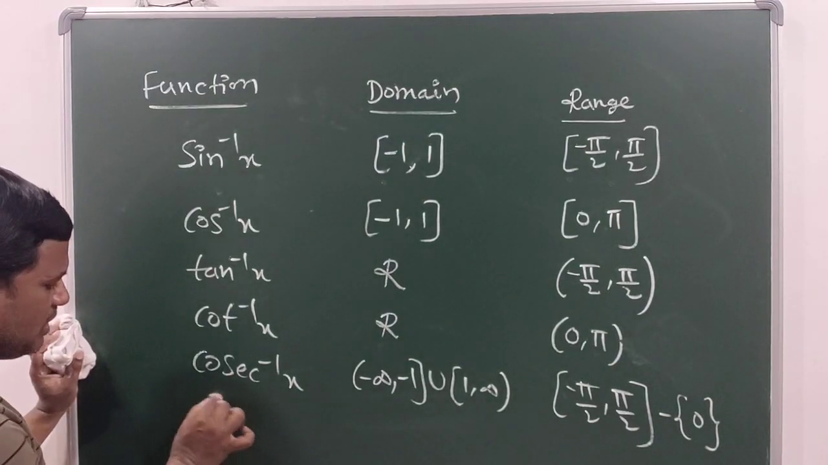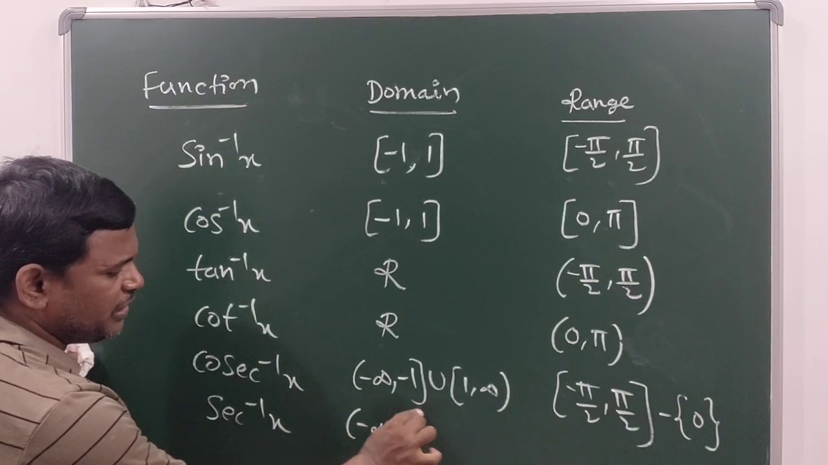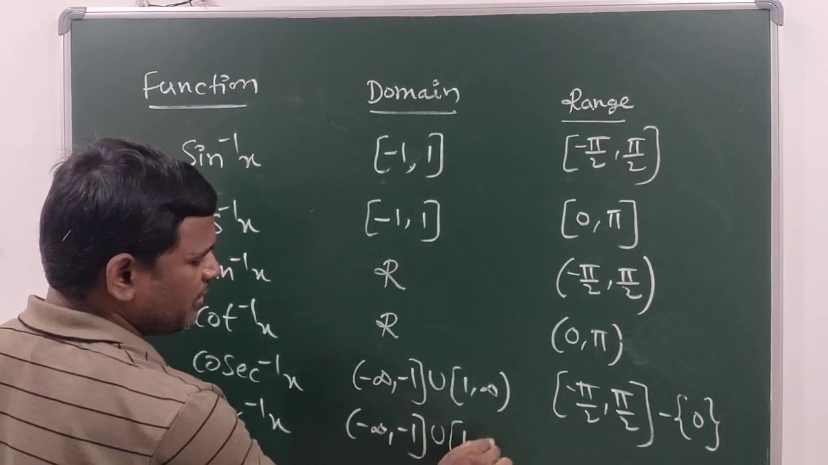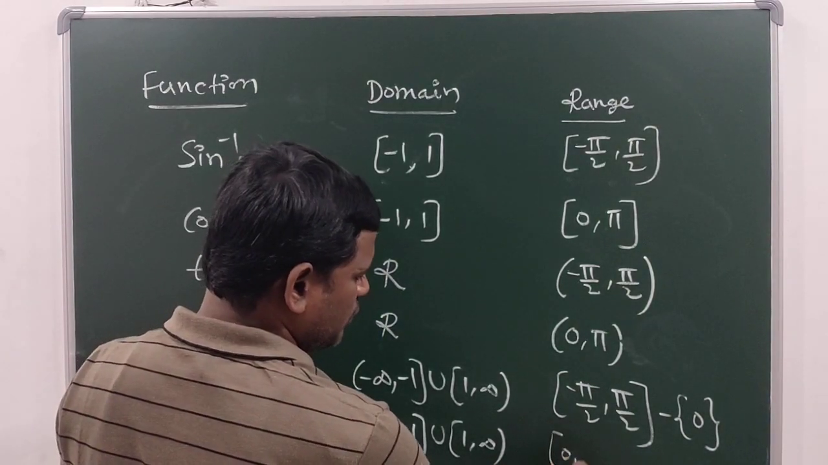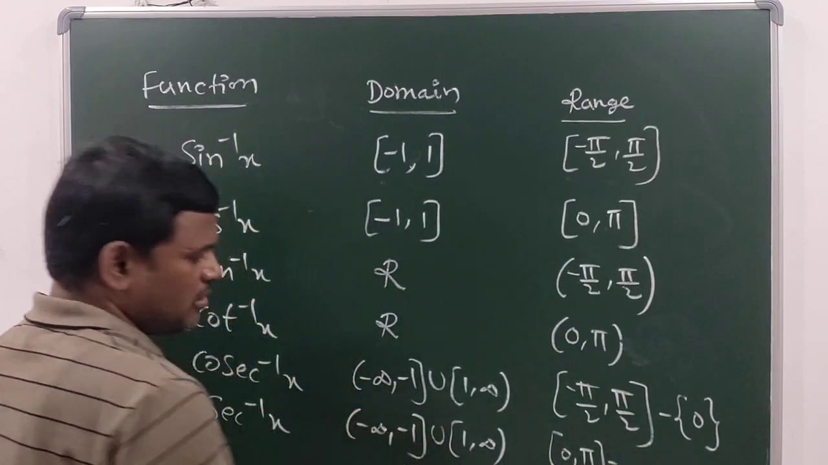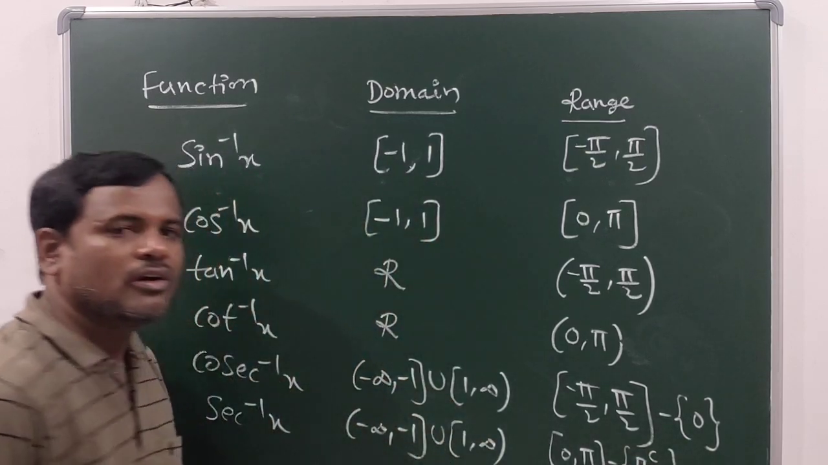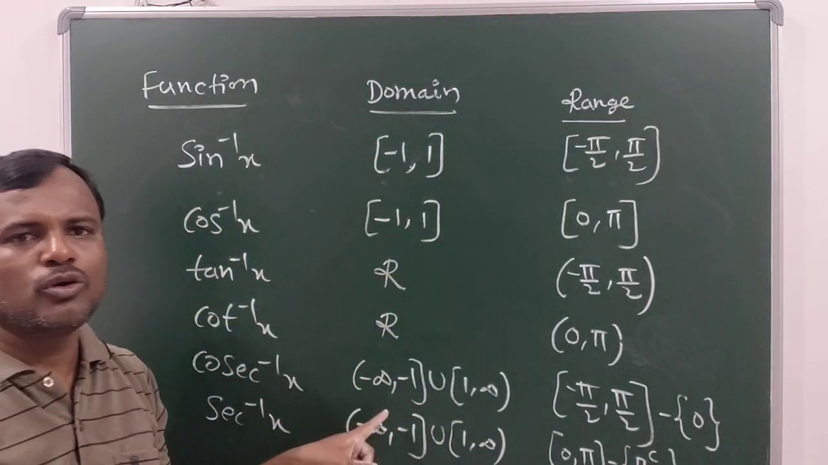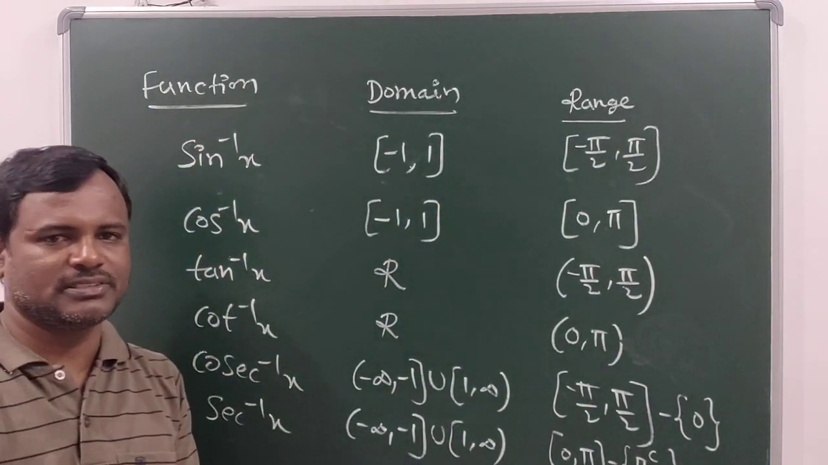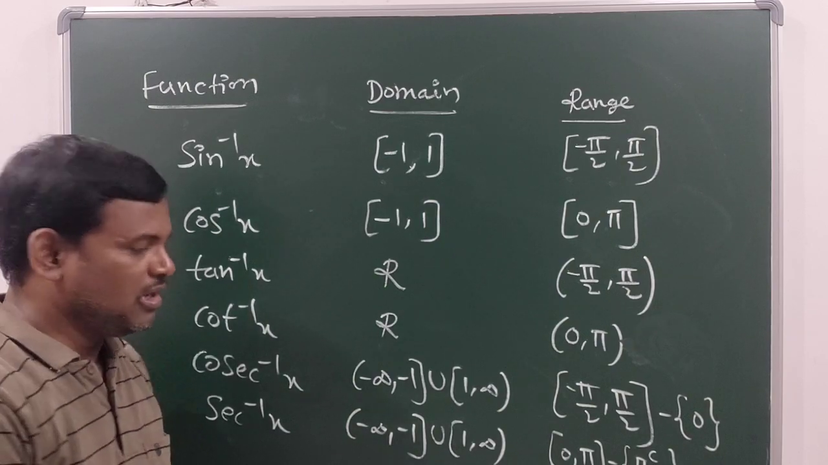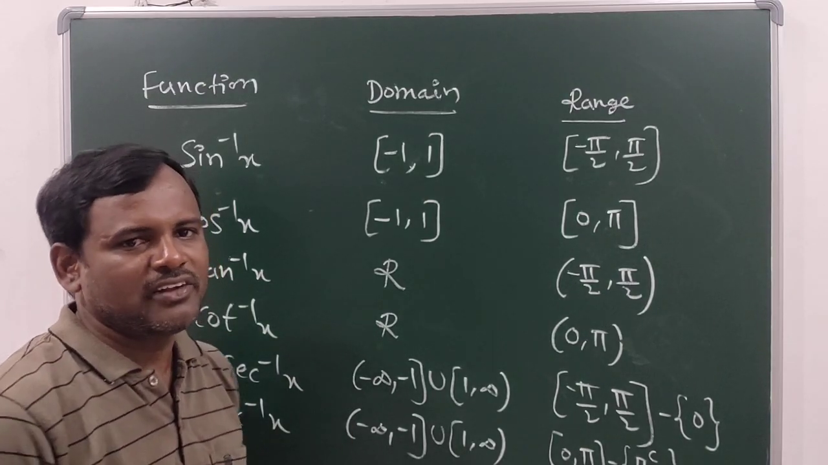Now let us go to the secant inverse of x. Its domain is minus infinity to minus 1 union 1 to infinity, whereas range is closed interval of 0 to pi and 90 should be subtracted. Okay, so these are the domains and these are the ranges of these inverse trigonometric functions. Now let us learn the graphs of these inverse trigonometric functions.